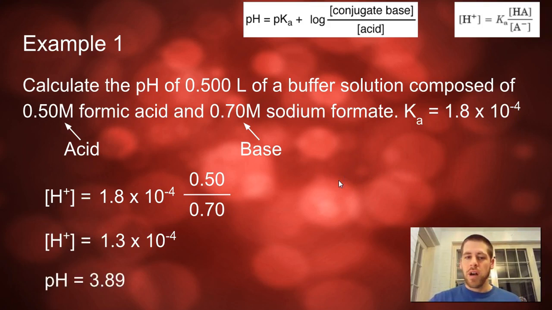When you just run the numbers and then turn it into a pH by taking the negative log, you end up with 3.89. Notice that the pH has 2 digits after the decimal. That's correct because there's 2 significant figures total in the problem.